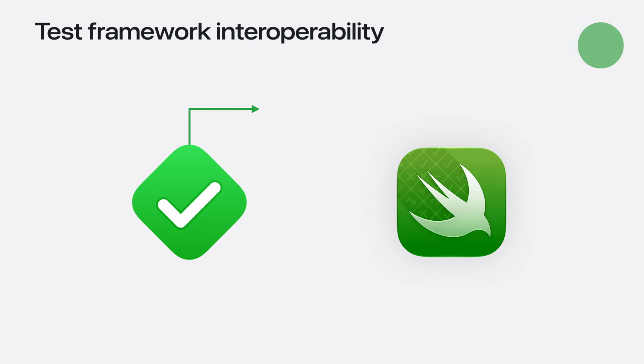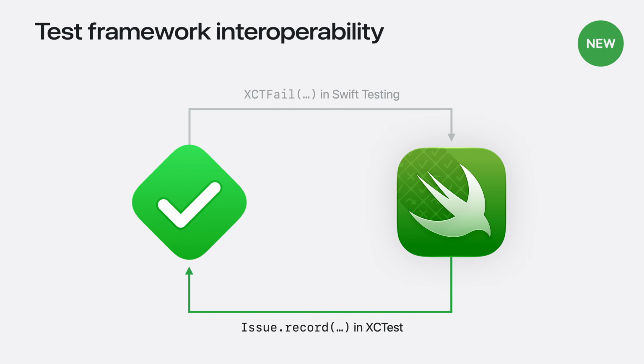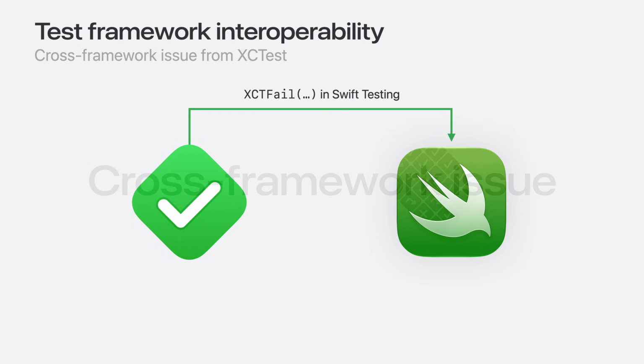You can call XCTest API, which reports an issue in a Swift Testing test. This is what happens when I reuse my assert unique helper, which wraps XCTFail. In the other direction, you can call Swift Testing API, which reports an issue in an XCTest. I'll explain this one later. In either case, you end up creating a cross-framework issue, where the issue reporting API and the test it's called in belong to different frameworks. Xcode enables interoperability by default to handle these issues. Let me show you how.